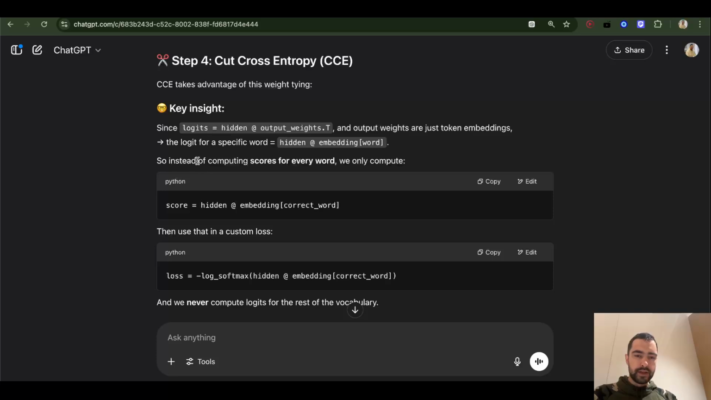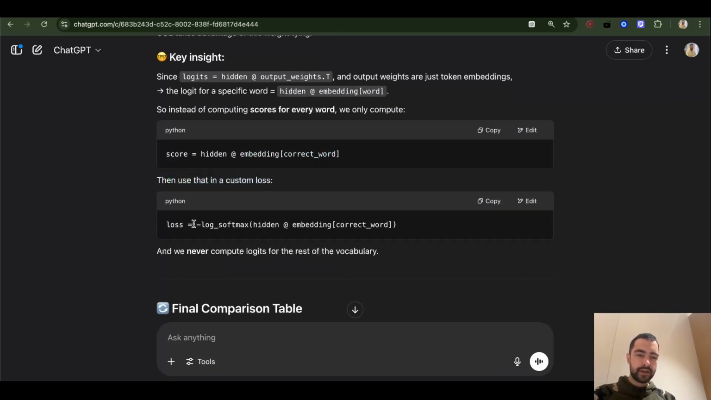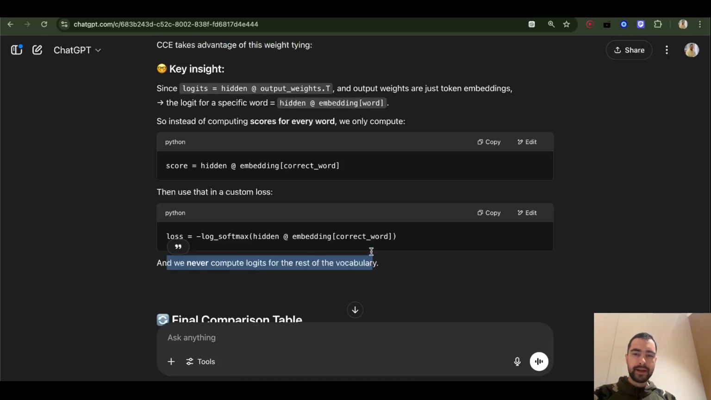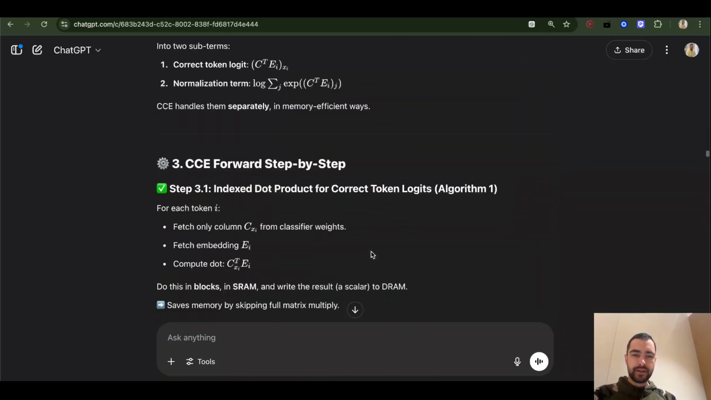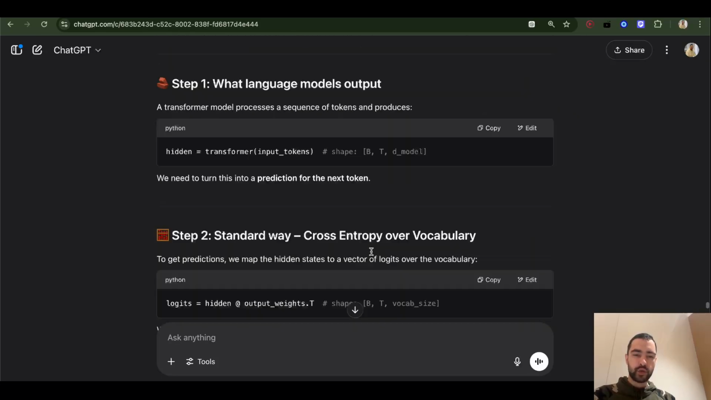So instead of computing scores for every word, we only compute this score: hidden times embedding of the correct word. Then we use that in a custom loss. The loss is minus log softmax of that score. And we never compute logits for the rest of the vocabulary. By the way, I'm going to leave this chat below, but this is at the end of the chat. It was confusing up there, so I told it to explain a bit better.